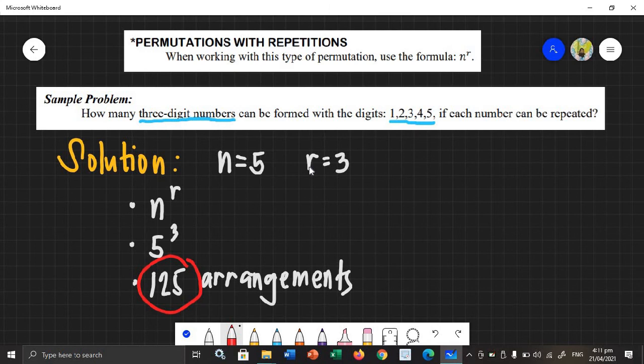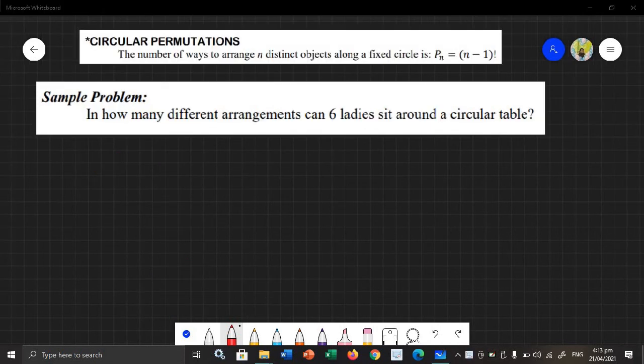permutation with repetition. We are now down to our last type of permutation, which is circular permutation. So the number of ways to arrange n distinct objects along a fixed circle is P sub n equal to quantity n minus 1 factorial. So in solving problems regarding circular permutations, that is the formula. Quantity n minus 1 factorial.